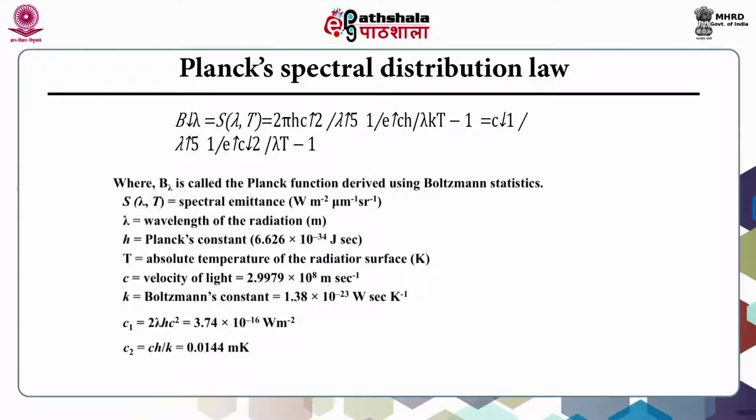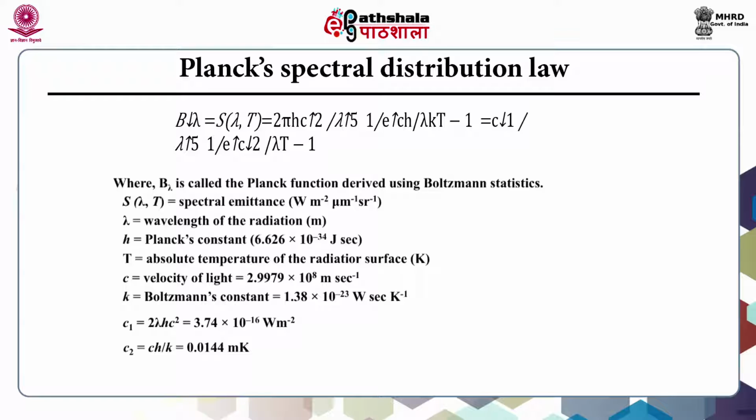The second law is Planck's spectral distribution law. This law describes the spectral distribution of emitted radiation as a function of wavelength and physical or kinetic temperature of the black body surface, and it is expressed as B lambda = S lambda T = 2 pi h c squared / lambda^5 multiplied by 1 / (e^(ch/lambda kT) - 1), which is equal to c1 / lambda^5 multiplied by 1 / (e^(c2/lambda T) - 1), where B lambda is the Planck function derived using the Boltzmann statistics.